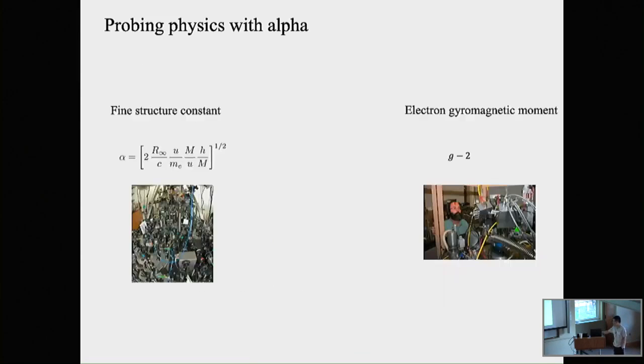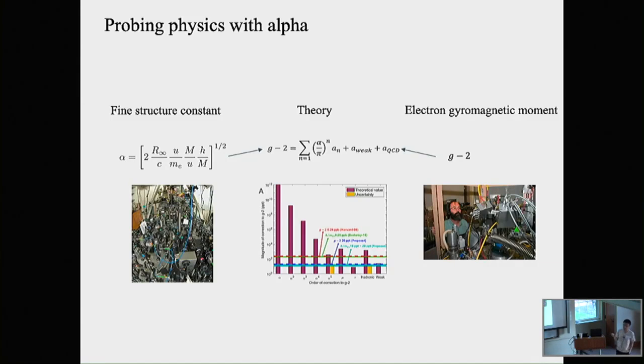Let me show you this one. On the left is our fine-structure constant measurement using atom interferometers, and on the right, that's Professor Gabrielse measuring g-2 using a Penning trap. So these are two of the most accurate atomic physics measurements in the world. And actually, there is a standard model linking these two experiments together.